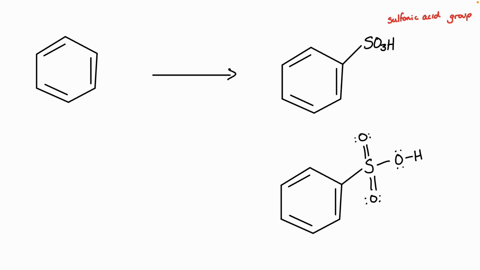In order to have this reaction occur, you're going to use sulfuric acid, but they call it fuming sulfuric acid. Basically, you're just going to boil the crap out of this, and it's the fumes in that mixture that are reacting with your benzene ring.